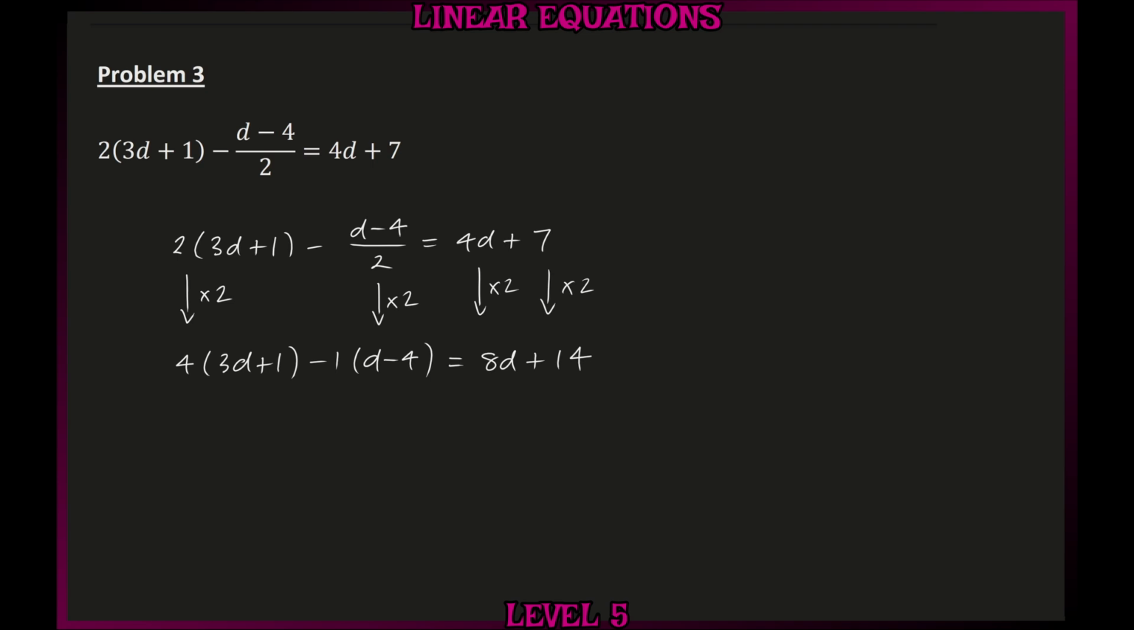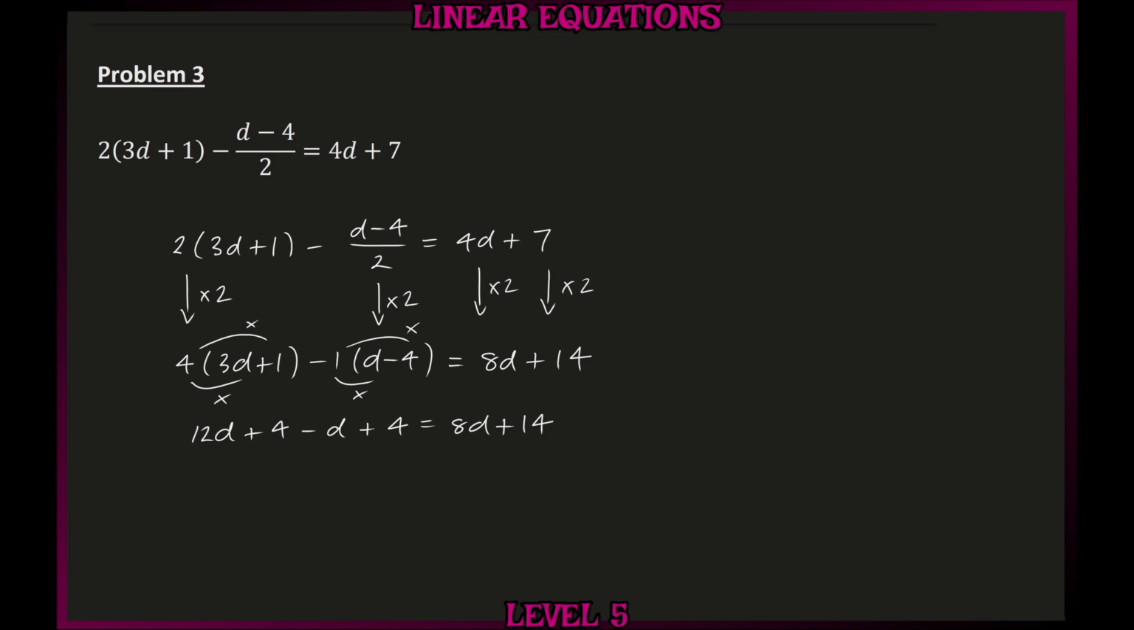Now on the left, we can expand the brackets. So 4 times 3d is 12d, and 4 times 1 gives us plus 4, and minus 1 times d is minus 1d, or minus d, and minus 1 times minus 4 gives us plus 4. And we have 8d plus 14 on the right.